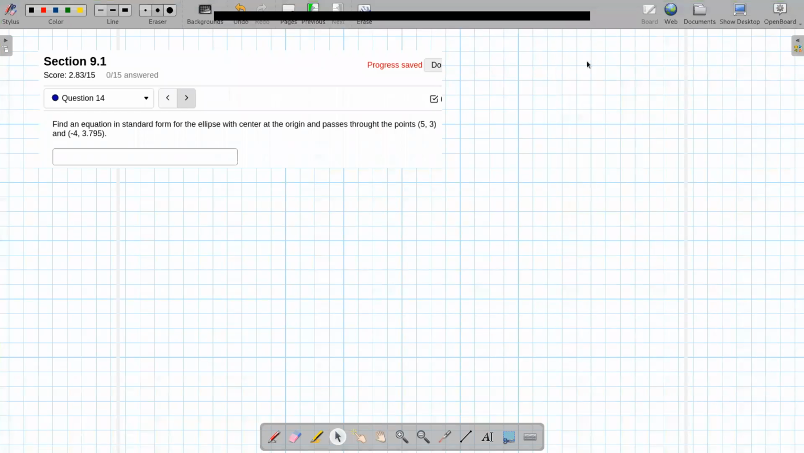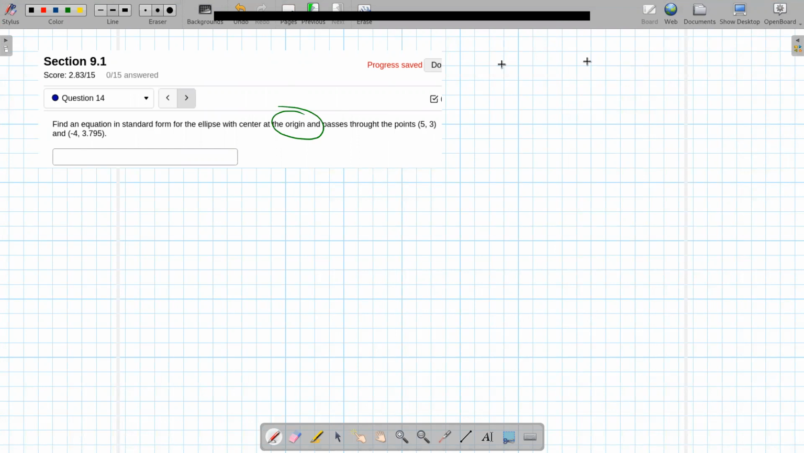So I want to find an equation in standard form for an ellipse with a center at the origin and passing through the points (5, 3) and (-4, 3.759). And they don't mention these points being vertices, so I'm just going to have to assume that they're not. Centering at the origin is nice because that tells me now that h and k are 0.